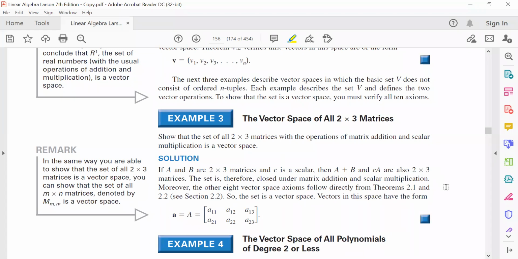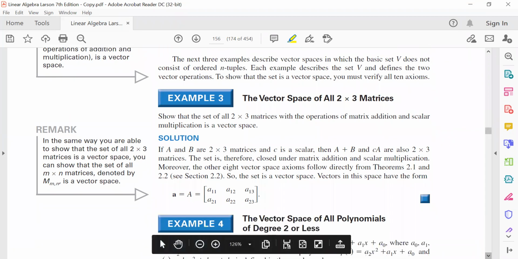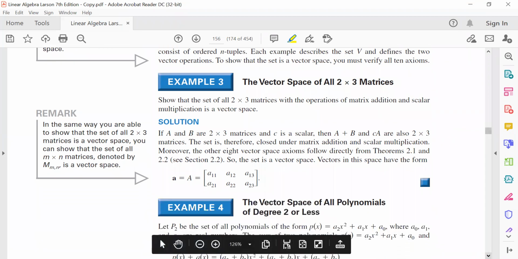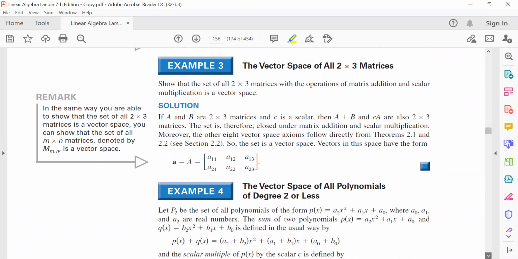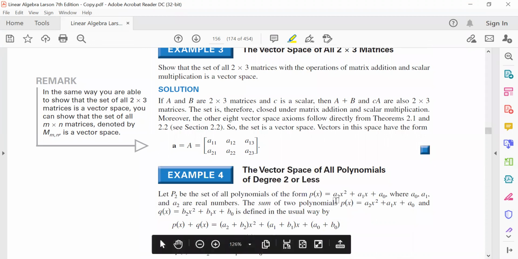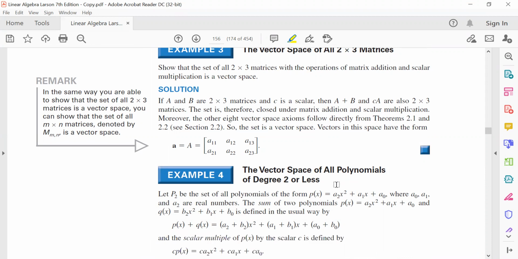Now let's look at another type, again very, very different. Another example of something very different: the vector space of all polynomials of degree 2 or less. So degree 2 would be ax squared plus bx plus c. But instead of saying ax squared plus bx plus c, we're very cool here, and we say a2 x squared plus a1 x plus a naught.